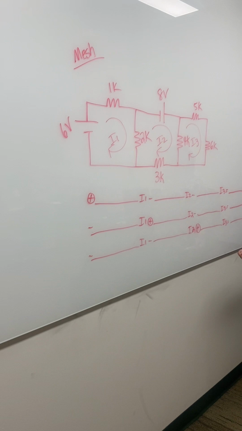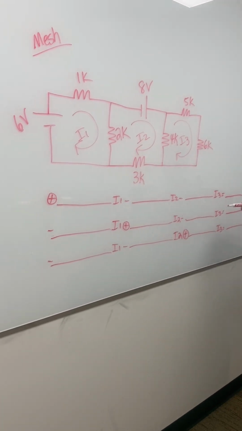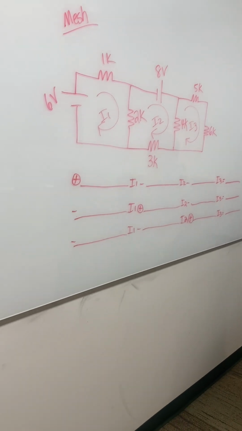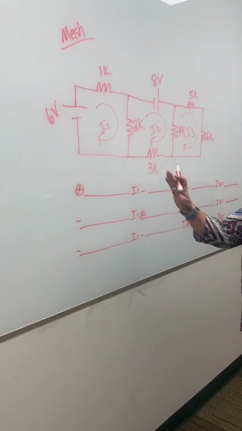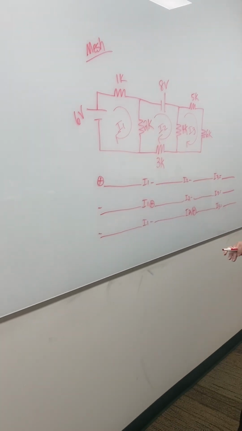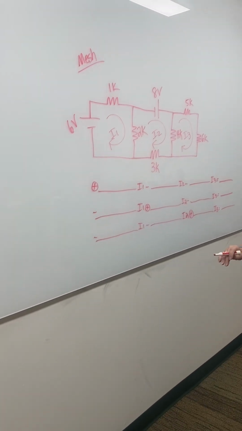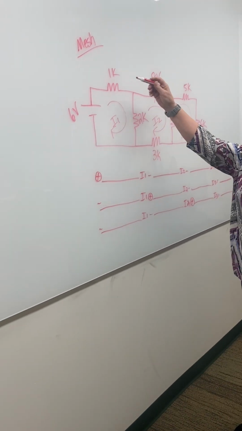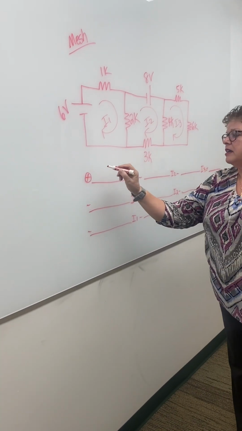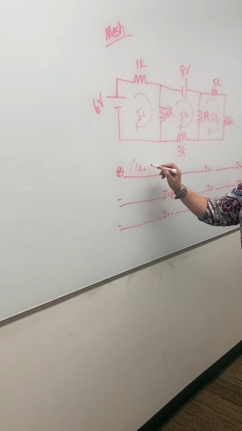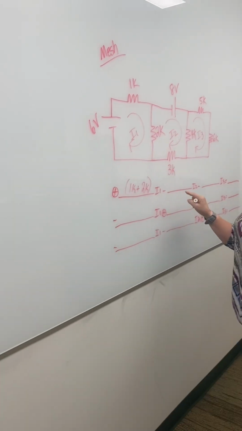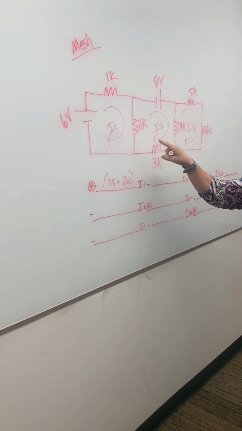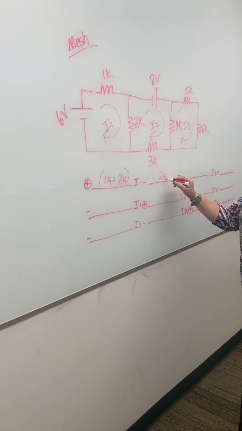I want you to write the format on the test and put these I1, I2, and I3. Then just fill in the boxes. So for the first equation, everything is in reference to this I1. So what components are touching I1? It would be the 1K and the 2K. So 1K plus 2K. This one is anything touching I1 plus I2, which is that 2K ohms.